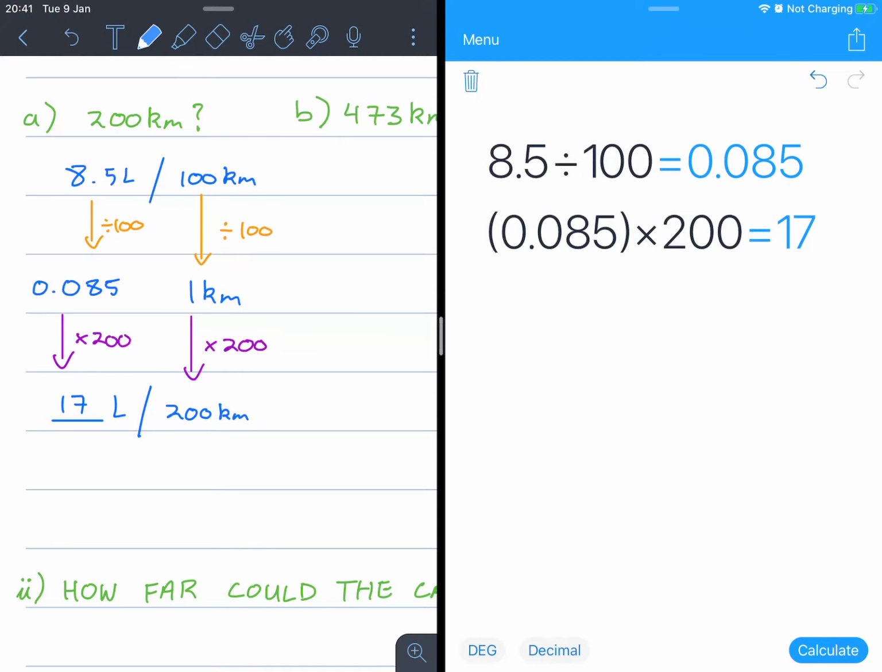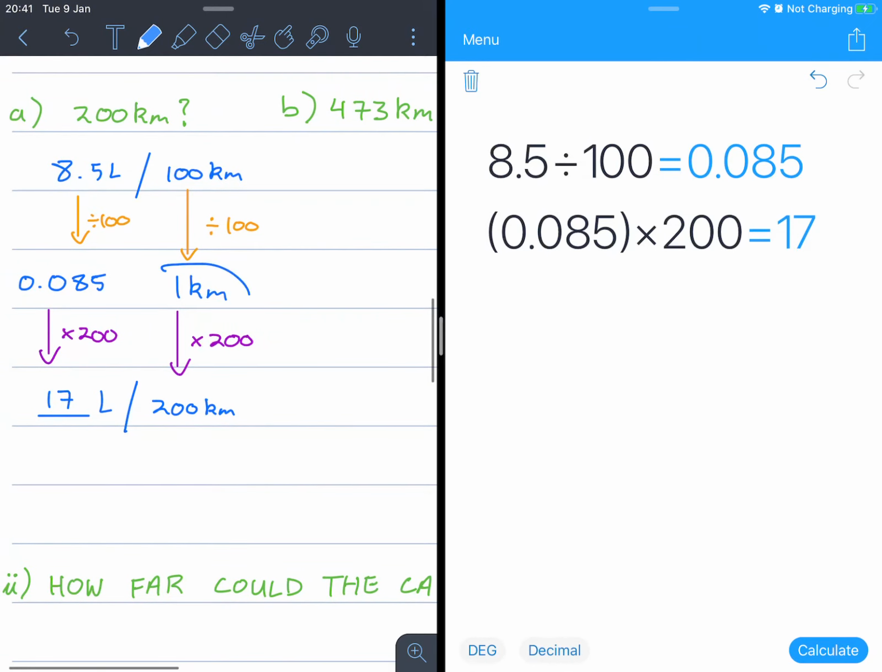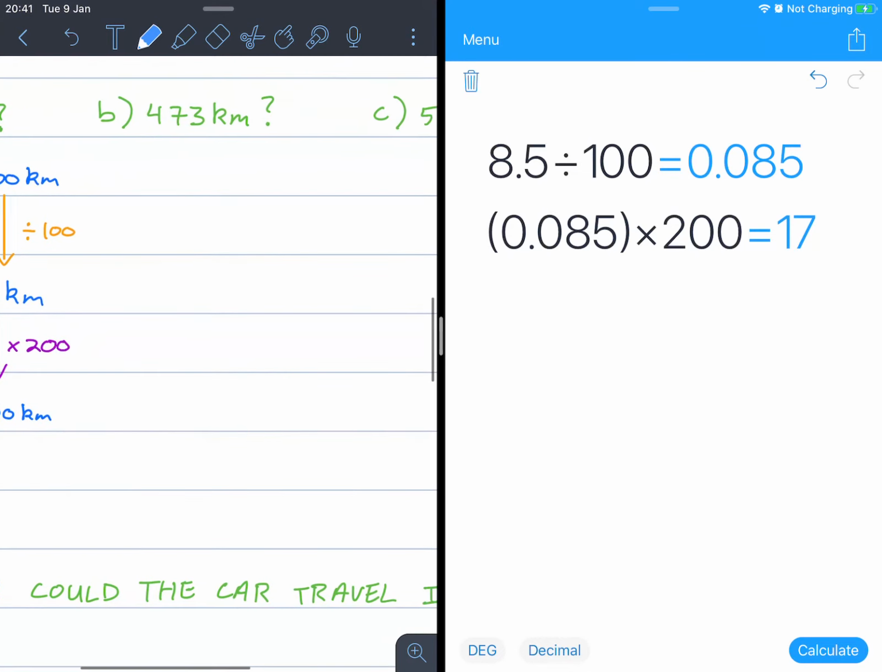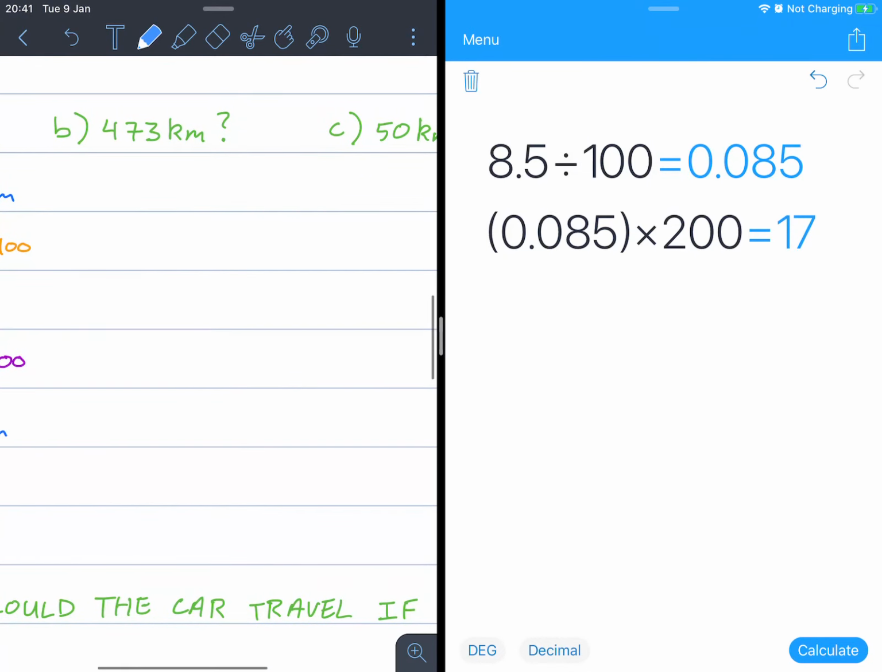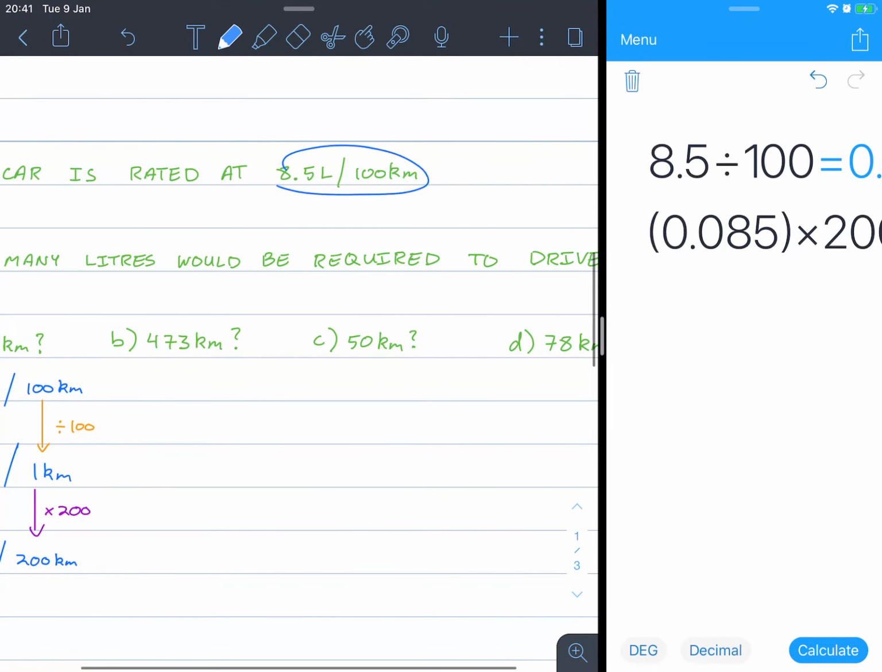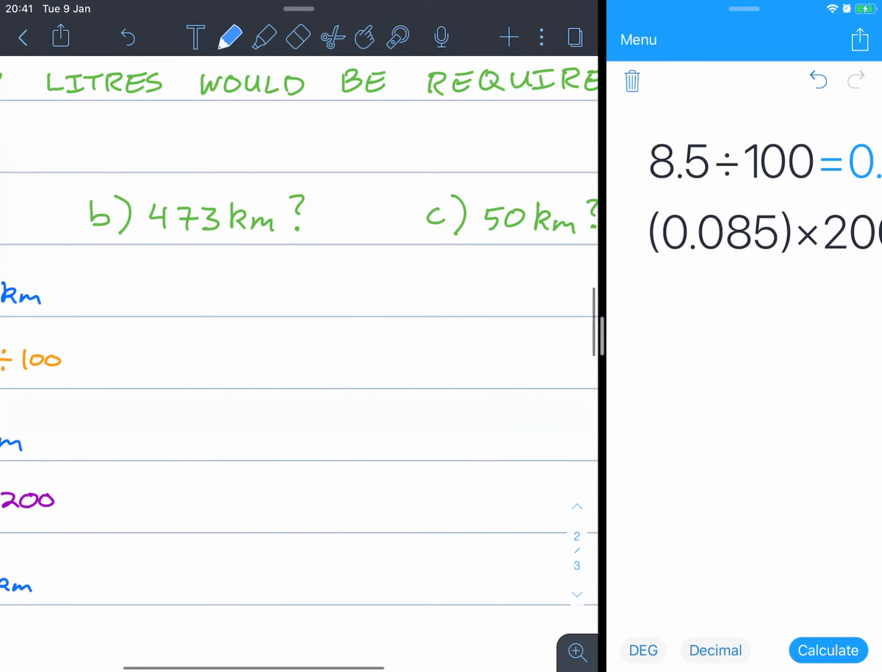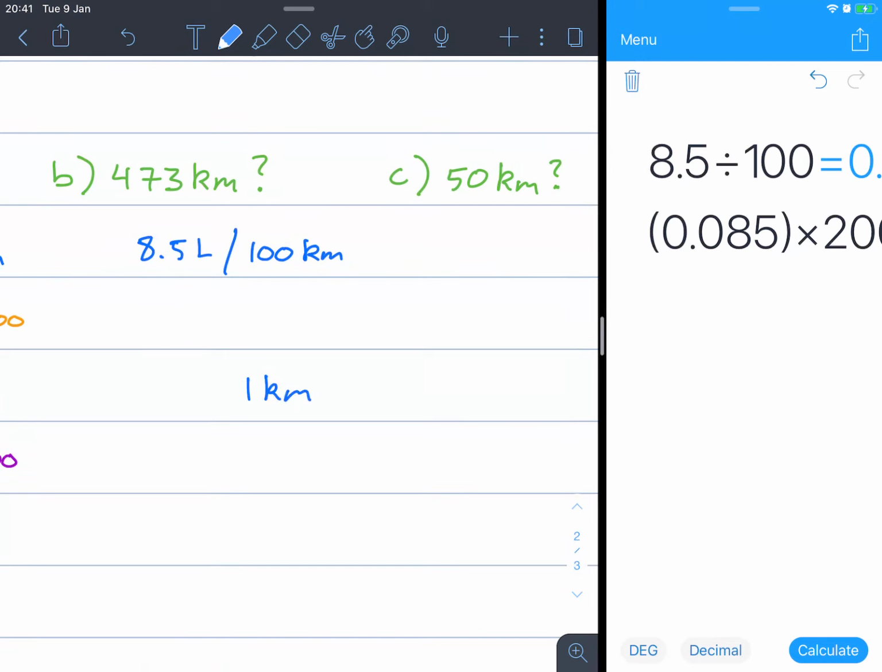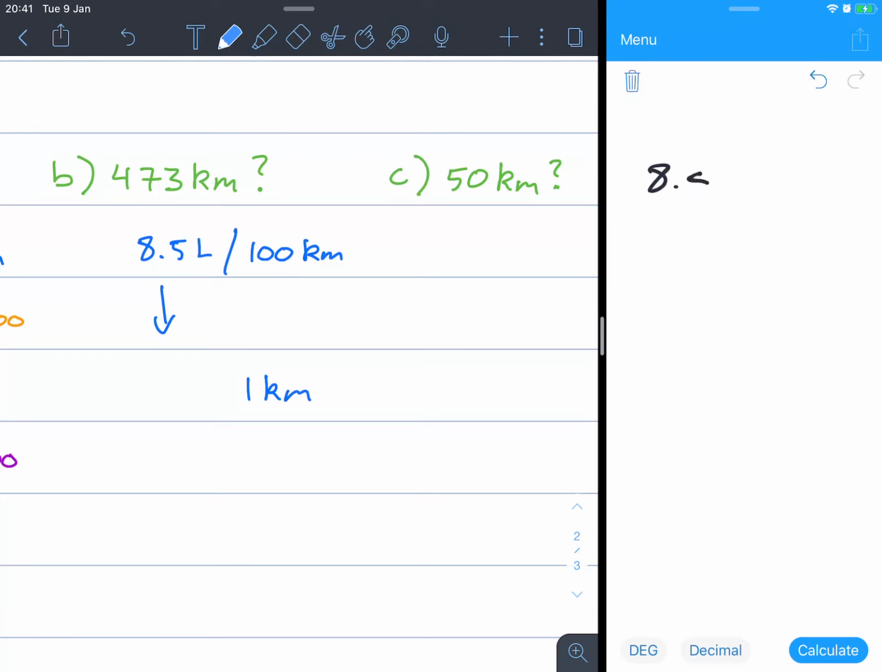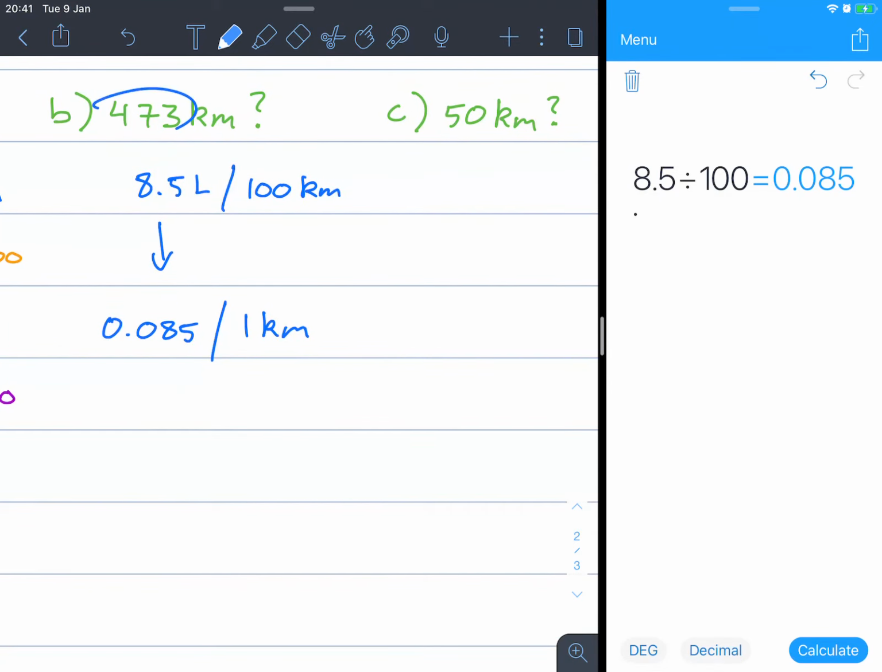Now you're going to see the value in finding the 1 kilometer first in this next example here. So let's start off again with the fuel rating we've been given, 8.5 per 100. So 8.5 liters per 100. And we'll bring this down to 1 kilometer first. So once again, dividing this by 8.5. It's kind of odd because it's going to be the same number as the previous one, 0.085 per 1 kilometer.